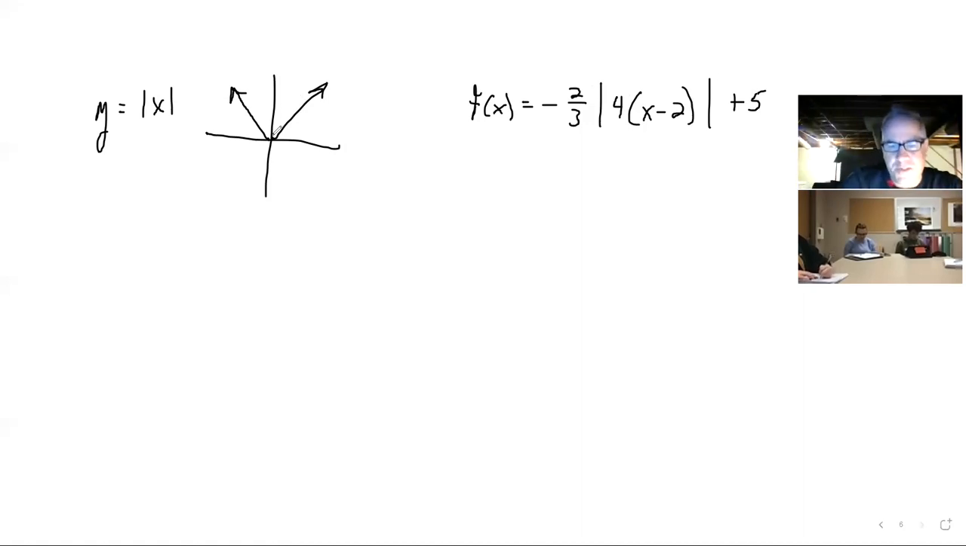And what we'll learn is this negative sign indicates what I call flipping the graph, or a reflection across the x-axis. The 2/3 out here is going to be a vertical compression by a factor of 2/3. The 4 multiplied inside the function is actually going to be what we call compression of the graph, but horizontally by a factor of 1/4. This -2 here moves the graph to the right 2 units, and the 5 moves it up.